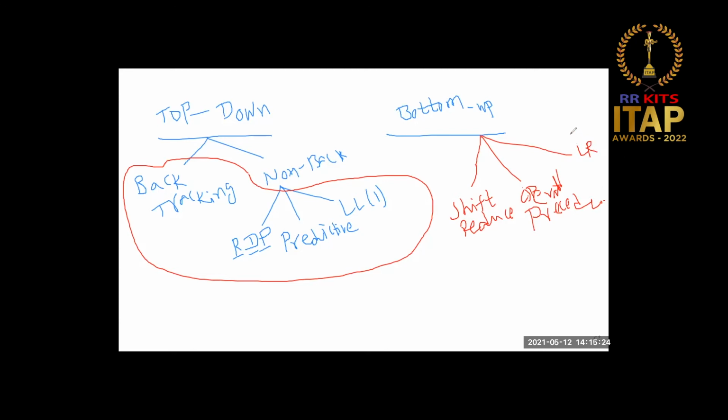These LR parsers are classified into 3 categories. One is SLR, also called LR(0) items. Next is CLR, also called LR(1) items. And the third one is LALR. So these are the various topics we are going to learn now: the shift reduce parser, and these 3 different parsers, SLR, CLR and LALR.